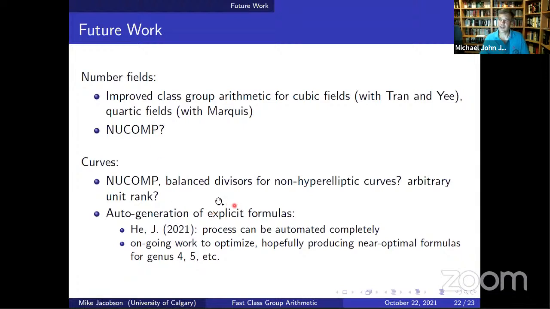For curves, we're also looking at similar questions for non-hyperelliptic curves. And finally, one cool thing that we can do in the curve case: explicit formulas are really hard to generate. But undergraduate Haiyang Yi and I, just this last summer, figured out that you can automate the process completely. All this painstaking labor that people used to do by hand, and it's a lot, we can do all in computer now. And there's ongoing work to optimize that approach. We hope that we're going to get better arithmetic for genus 4 and 5, so we'll have the complete range of genera covered from 2 up to infinity. So I'll end with that.